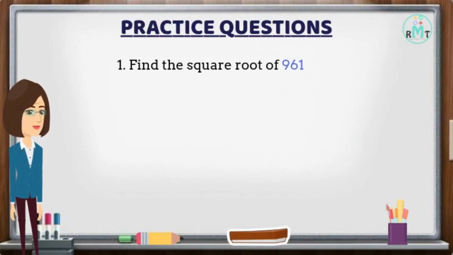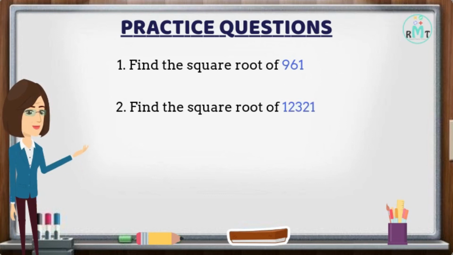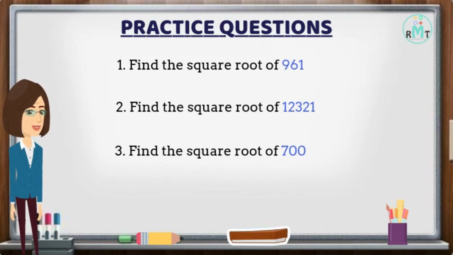Now, I will give you some questions for practice. First, find the square root of 961. Second, find the square root of 12,321. Third, find the square root of 700.